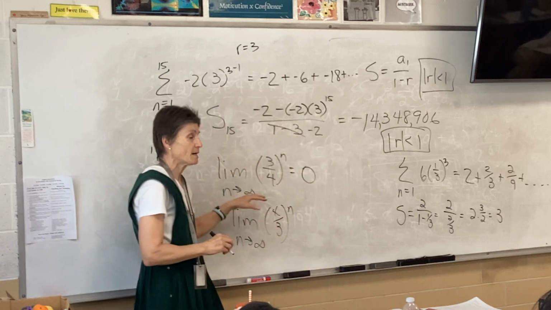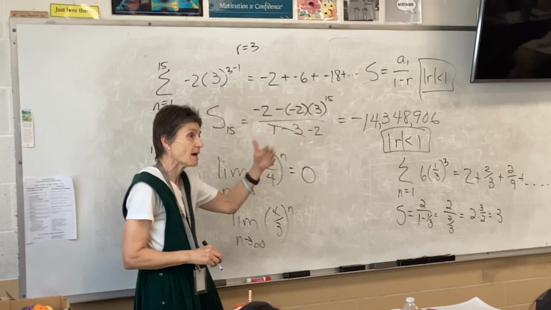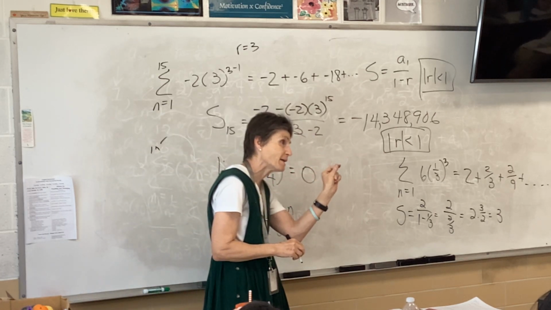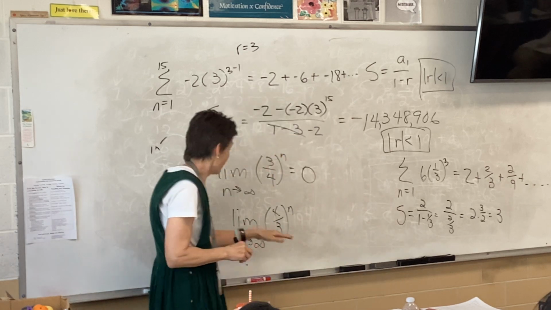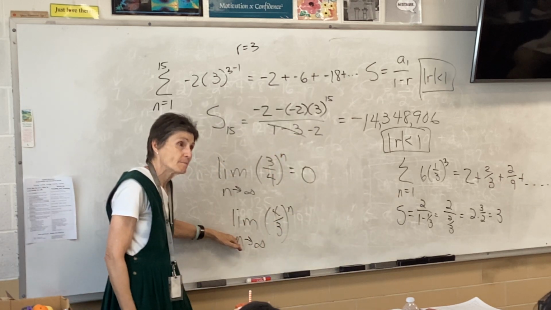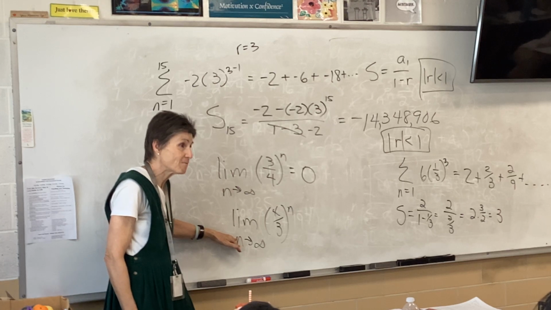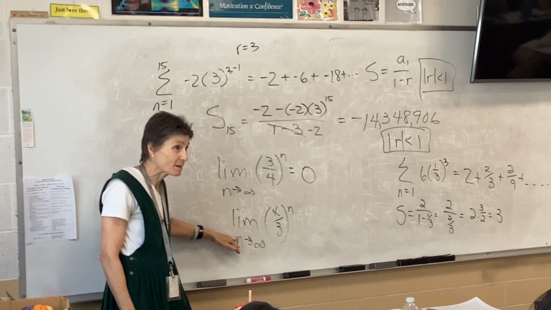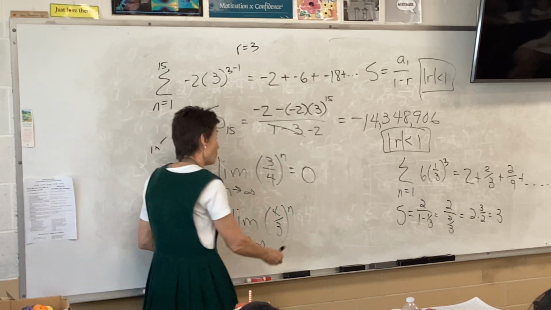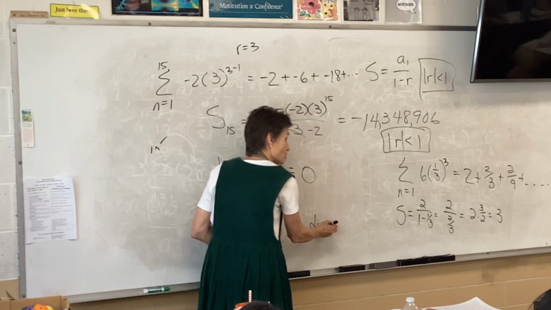0. Because what are those terms doing? Every time you multiply by 3/4, you make it smaller. What are these guys doing? They're getting bigger. When you multiply by 4/3, that's like 133%. You're making it bigger and bigger and bigger. So we call this one divergent.